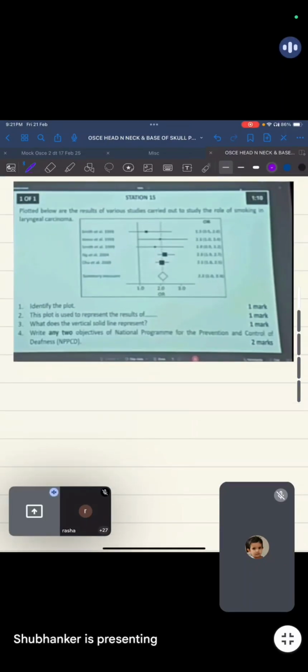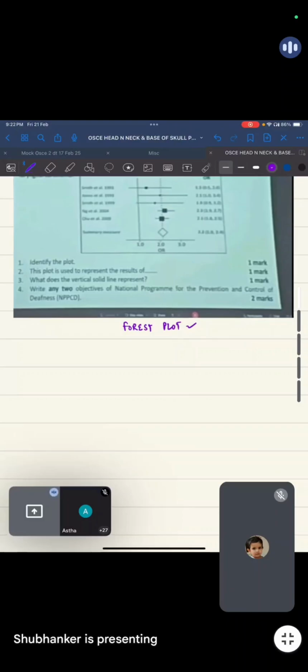Okay, so the answer, can somebody want to take a try? नाम क्या है इस plot का? Forest plot. ठीक है, Dr. Asta, great, this is the correct answer. The answer is forest plot. I'll just tell you what are the things over here to read about.